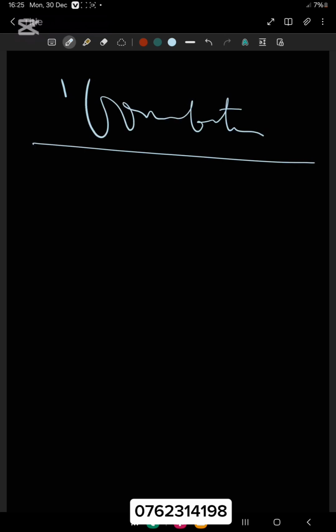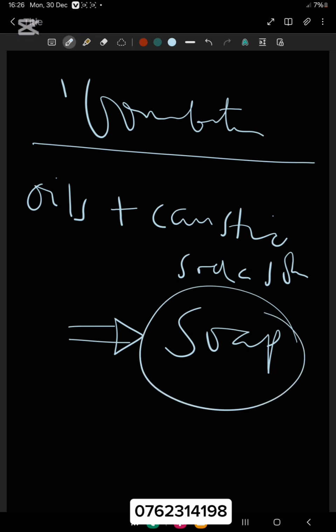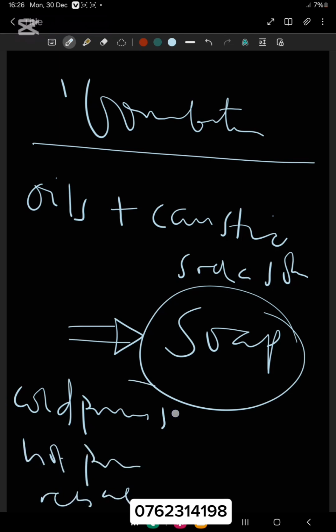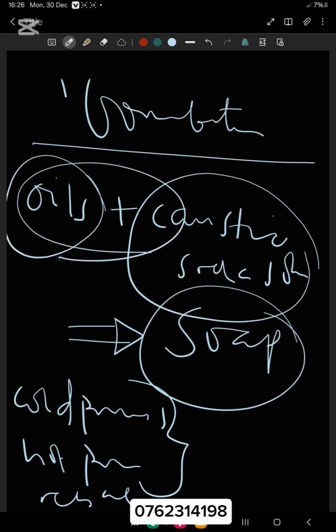Talking about formulation in soap making, there is a standard formula that you must not forget: soap is oil plus caustic soda solution. It gives you soap. Regardless of what kind of process you use, whether cold process, which I explained in the other episode, or hot process, or rebatching, at the end of the day, there is a content of caustic and oil that are combined in the mixing that gives you soap.